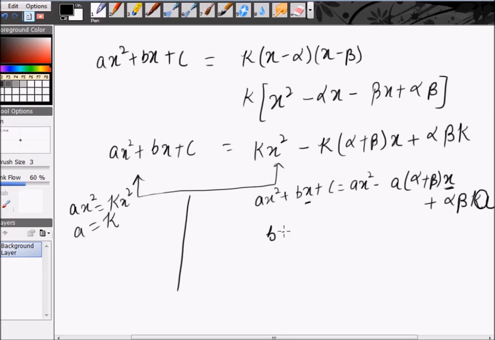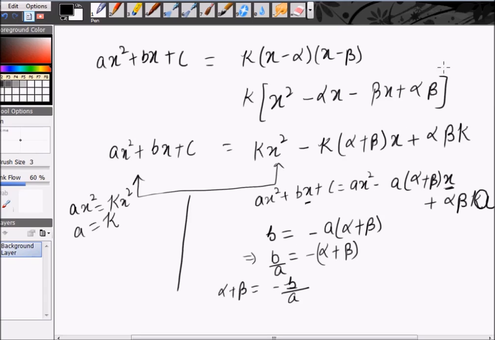We get b equals minus a(alpha plus beta), which implies that b over a equals minus (alpha plus beta), or alpha plus beta equals minus b over a.